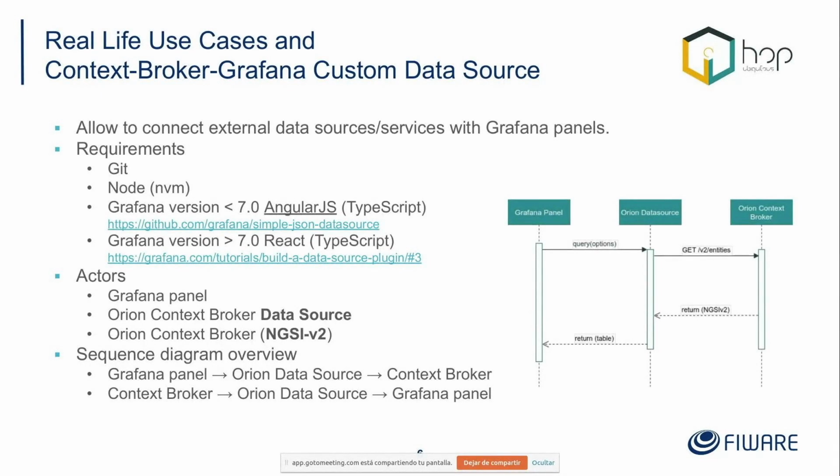When you develop a custom data source, you have three actors. You have the Grafana panel that will interact with the data source. You have the data source itself that will translate the Grafana panel queries to the external service that you want to communicate with. In this case, we are going to focus on an Orion Context Broker example, and you need the reverse way. When you have the response from the Orion Context Broker, you have to translate the response to a Grafana understandable format, that in this case will be the table.